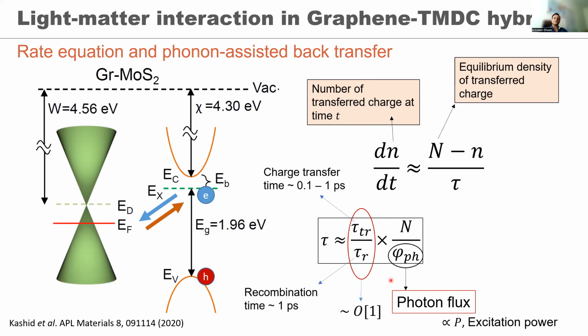Now, if I plug in all these numbers, it actually comes out to be on the order of 0.1 to 100 seconds. So if you shine light on this, the time it takes to reach its final current value or the resistance value is actually very, very long, even though the charge transfer time scale from here to here is just a few picoseconds or a fraction of a picosecond. It comes to about 0.1 to 100 seconds.